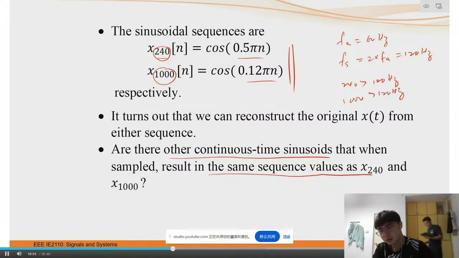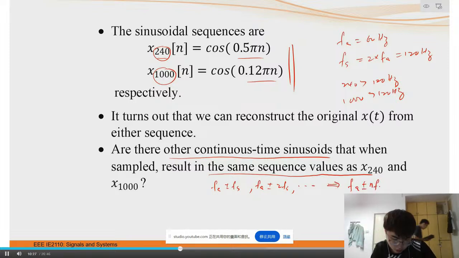yes, there are many other sets of sinusoidal signals, as long as the frequencies are f analog plus or minus the sampling frequency, or analog frequency plus or minus 2 times fs, and so on and so forth. Okay, so in general, it is fa plus or minus n fs, right? So this set of frequencies will be able to give you the same kind of sequence values as x240 and x1000.